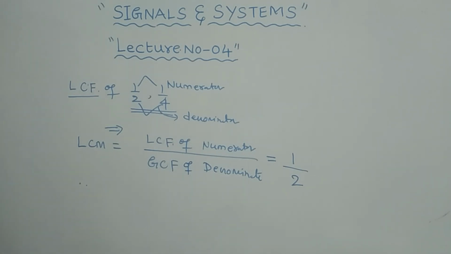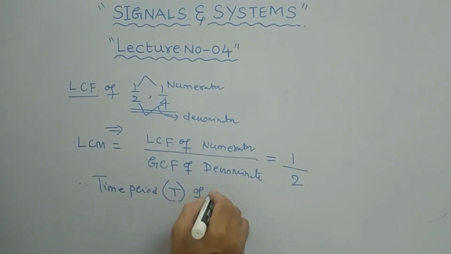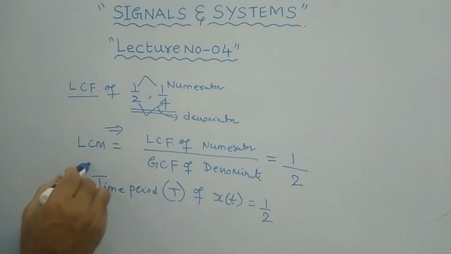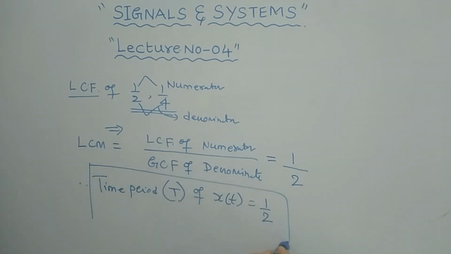Therefore, the time period T of x of t is equal to 1 by 2. Clear? I think you have enjoyed this and understood this. So this is the procedure to find the fundamental time period of any given signal.